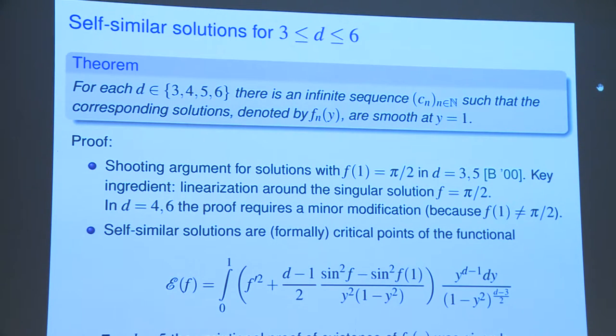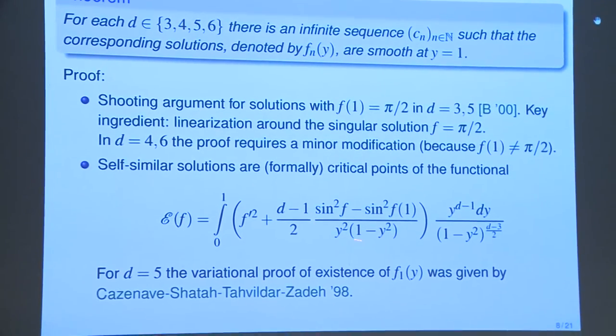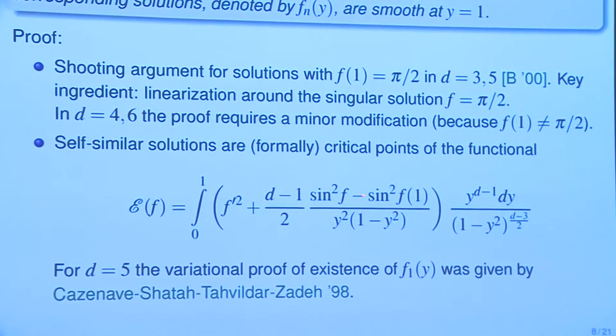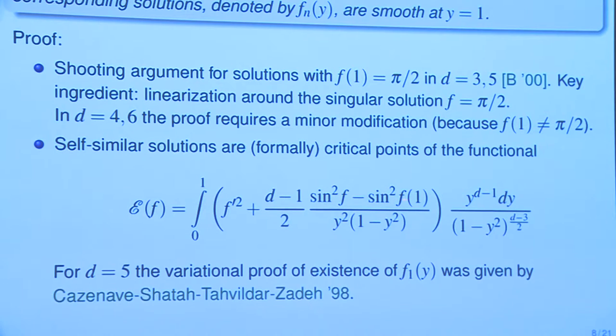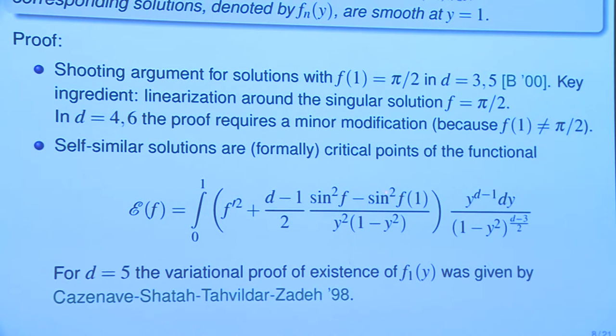Now, there is another method of constructing self-similar solutions, or more generally, showing existence of solutions for ODEs, which is a variational method. This is a functional for which self-similar solutions are critical points. But you see here, in order for this to be finite, you have to renormalize it. So you have to subtract the value of the solution at one. But if you don't know this value a priori, this is a problem.